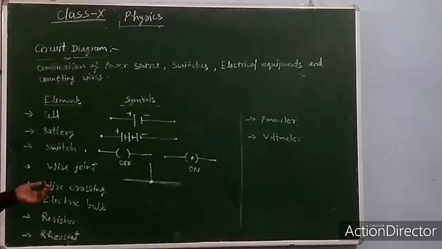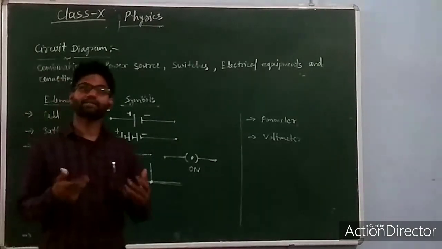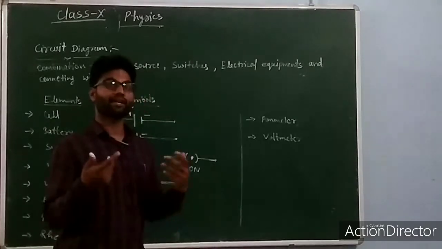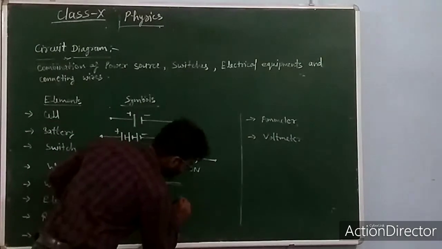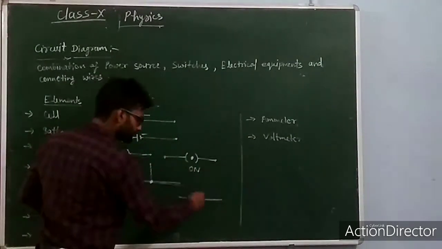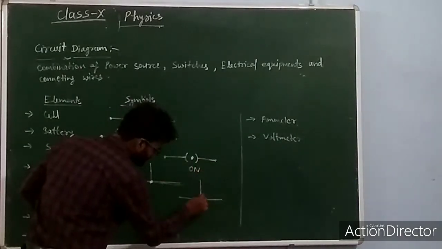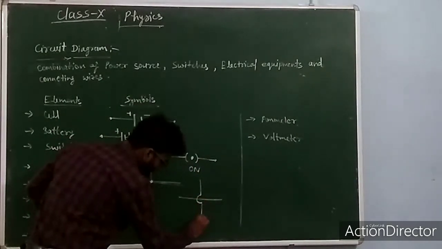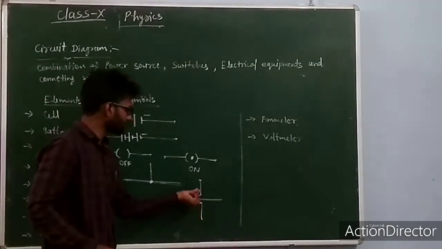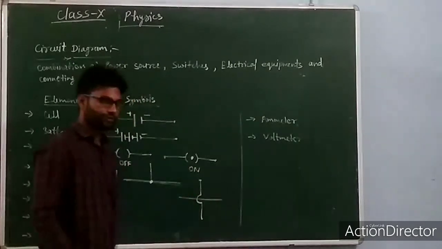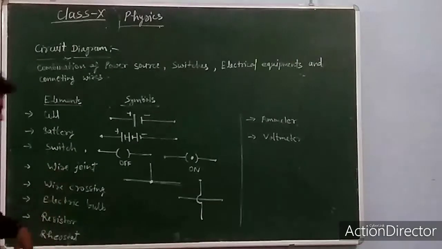Right. Next we will talk about wire crossing. If two wires are crossing each other without having any connection, how we will represent it? Just look at here. One wire is going in this direction, another wire going in this direction without any physical connection. So we will represent like this. There is a jump. That means this wire is not touching the first wire. Right? So this is the representation of wire crossing.